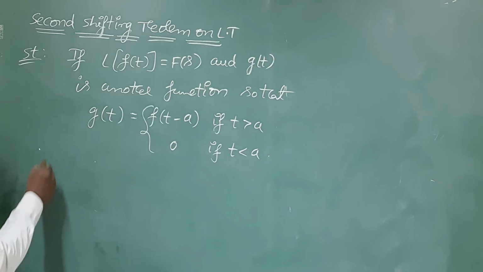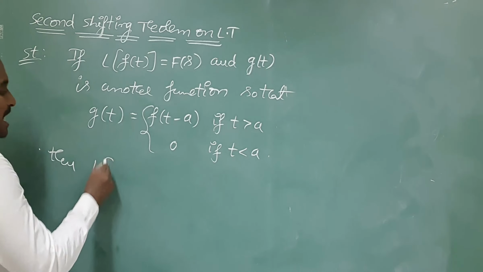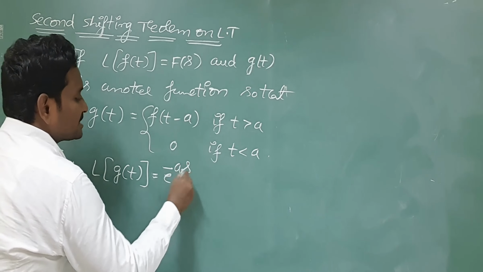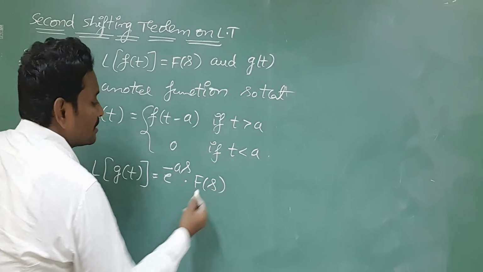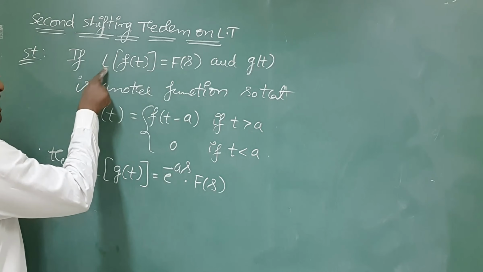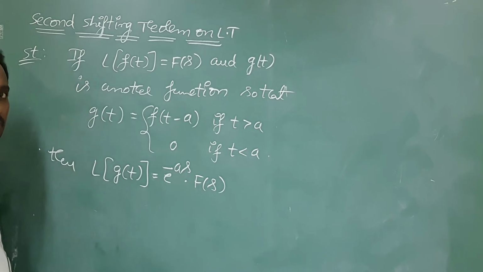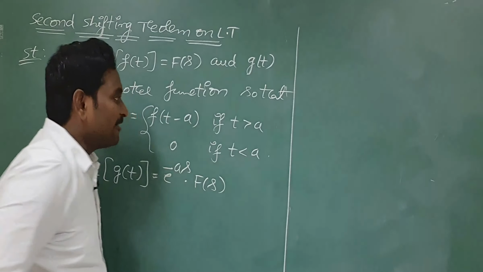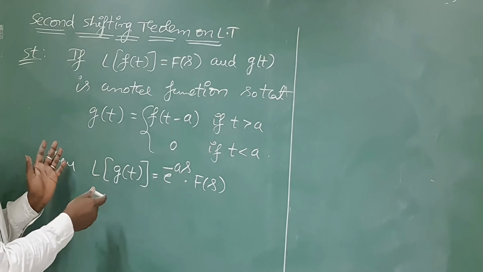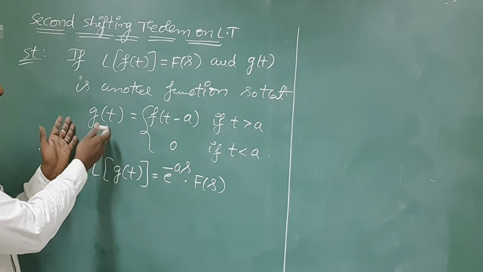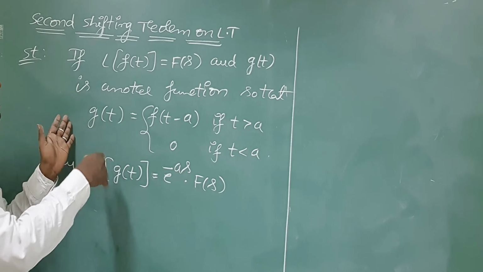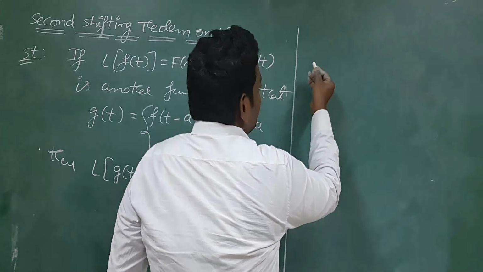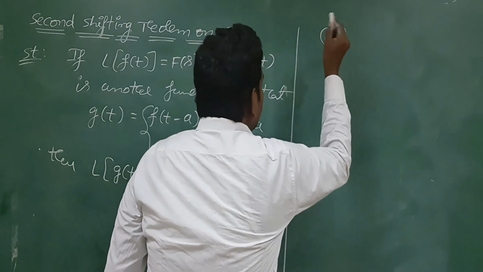Then the Laplace transformation of this type of function g of t is equal to e power minus as into f of s. Here f of s is nothing but the Laplace transformation of the function f of t. Don't forget it. So here I will express this function g of t in terms of the unit step function also. See carefully. This is another statement of the second shifting theorem.